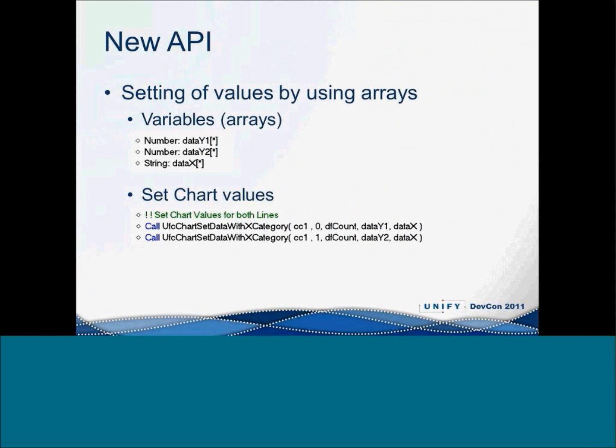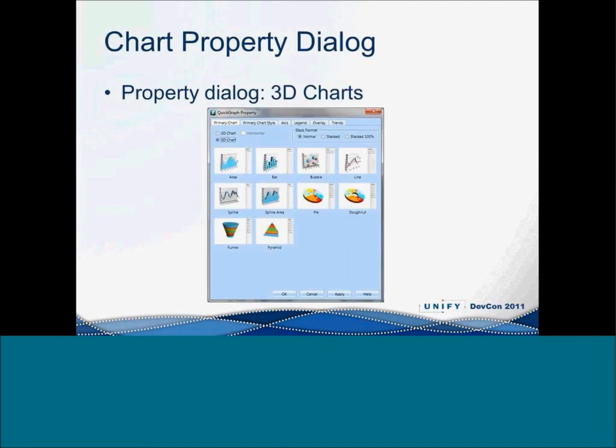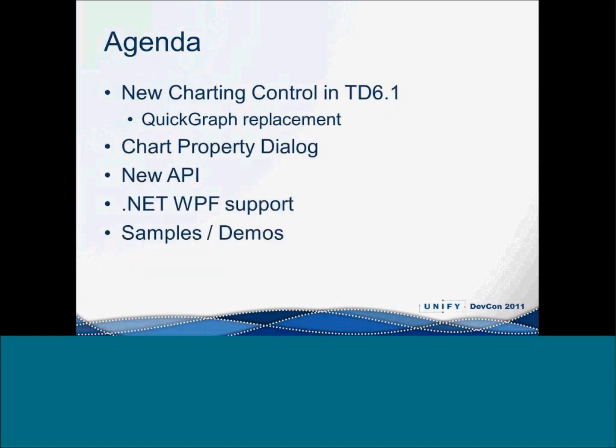So let's start from the beginning, sorry, let's scroll back. What we are talking about today is that we implemented a new charting control into Team Developer 6.1. It's a QuickGraph replacement. We know that a lot of people have been using QuickGraph in the past with Team Developer 4.2 and other versions of Team Developer, and we had to find a way to replace it very smoothly. I want to talk about and show the chart property dialog, and we have, of course, a new API interface to manage all the data and all the settings for the new charting control.